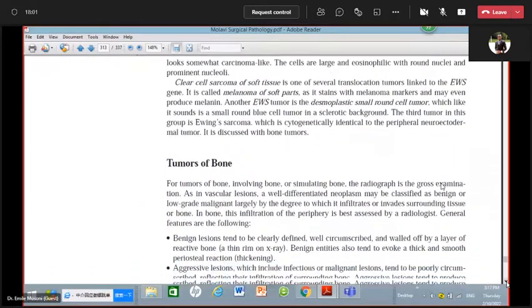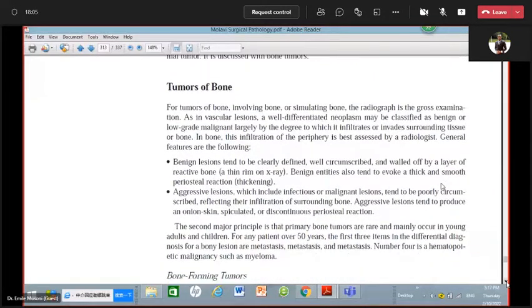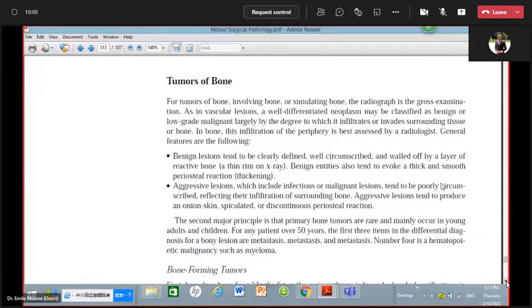Tumors of the bone. Like brain tumors, also the radiodiagnostic is very, very important for the diagnosis of bone tumors. Before a surgeon operates, they must do the radiology. Then after radiology, there is surgery. Then after surgery, there is histopathology.